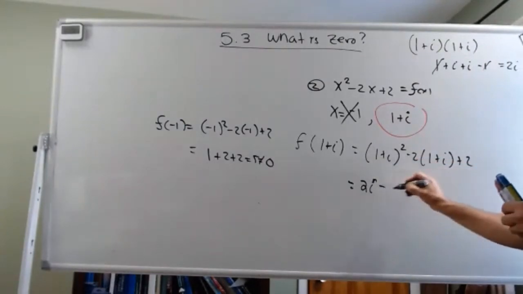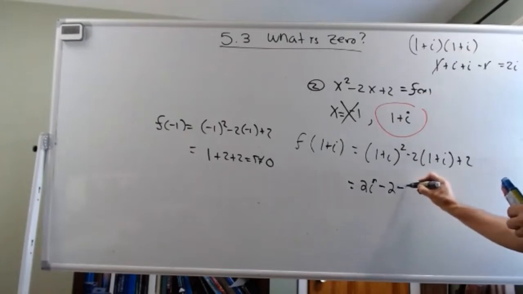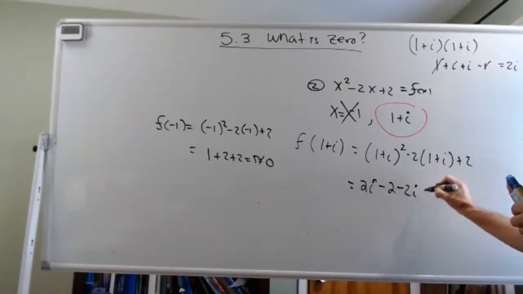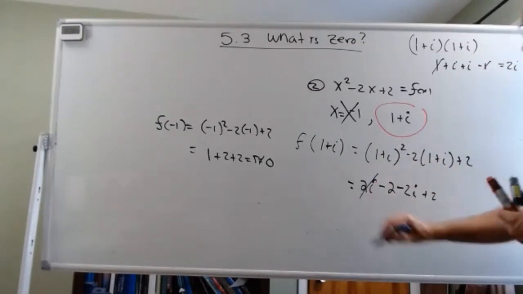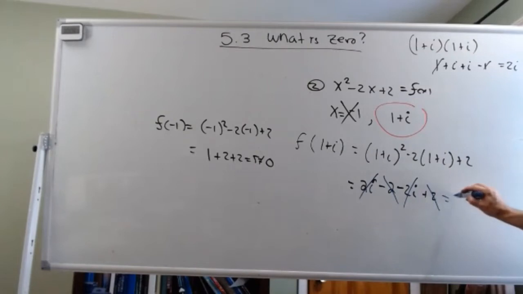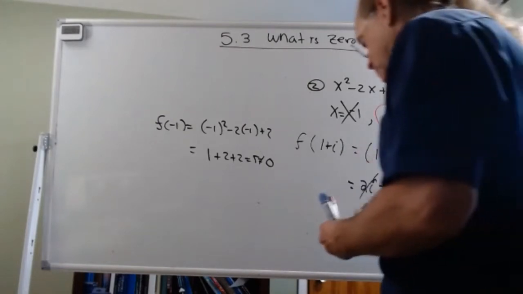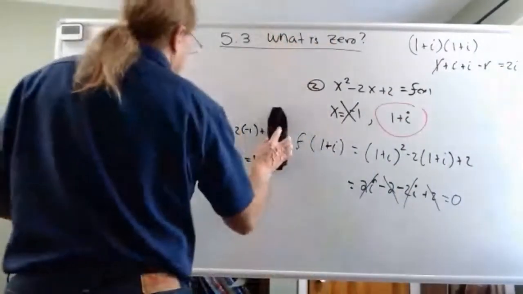Let's distribute that. -2 times 1 is -2. -2 times I is -2I plus 2. And see what happens. Plus 2I, minus 2I, -2, plus 2 gives me 0. Now if you have that -1 in there instead, it would not cancel out. Let me show you that.